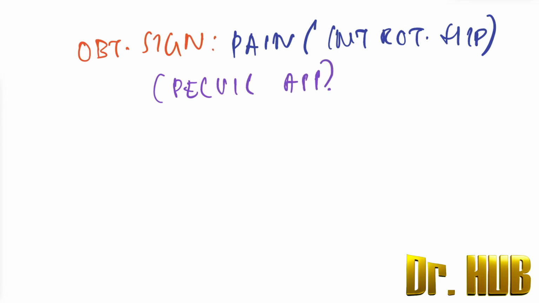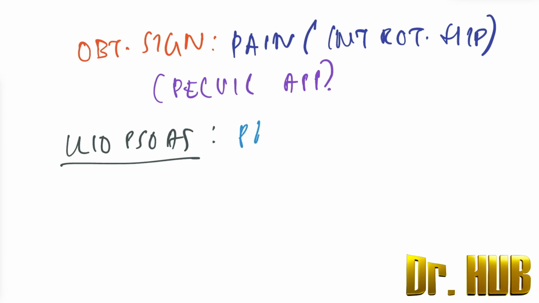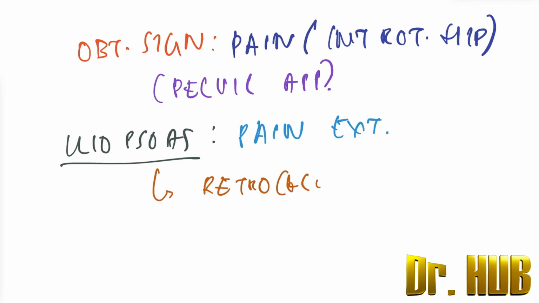Then we look at the iliopsoas sign. In the iliopsoas sign, there is pain on extension of the hip. So obturator was pain on internal rotation of the hip, and iliopsoas is pain on extension of the hip. What is involved here is retrocecal appendicitis.